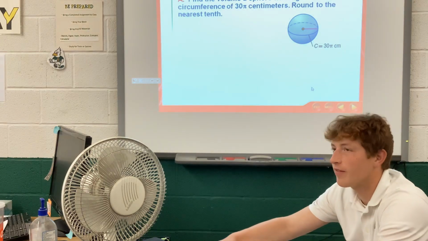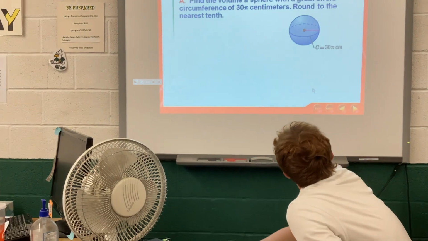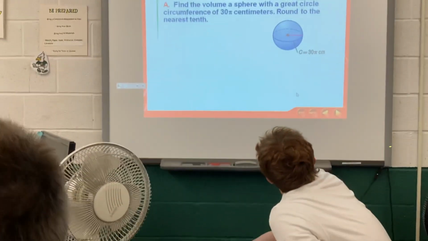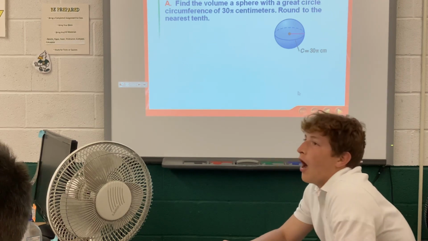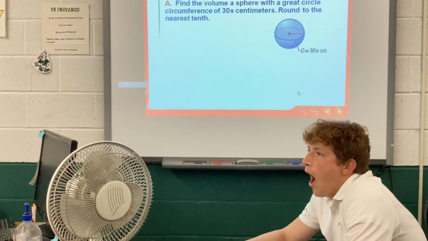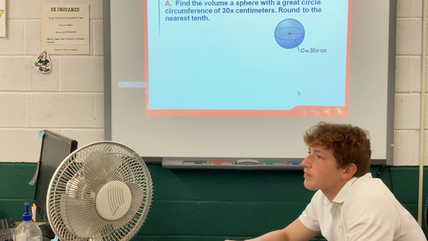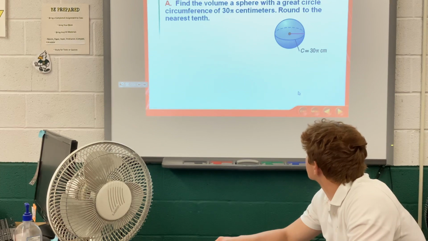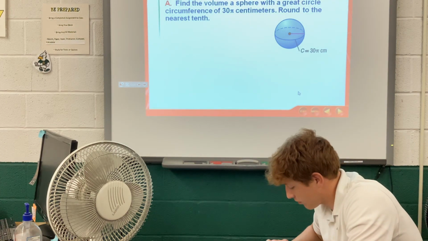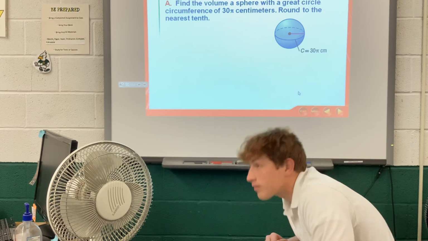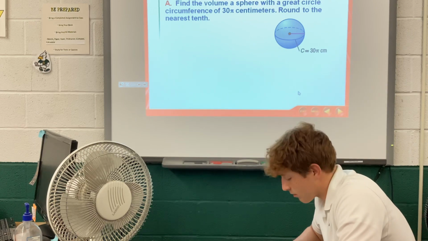Find the volume of a sphere with a great circle circumference of 30 pi. Think about it. What does that tell you? So again, what do I need if I'm going to find the volume? I need the radius. So if they give me the circumference, I'm going to take 30 pi and set it equal to 2 pi r. You could do pi d, but then you'd have to divide something. We could just take it divided by 2 pi.